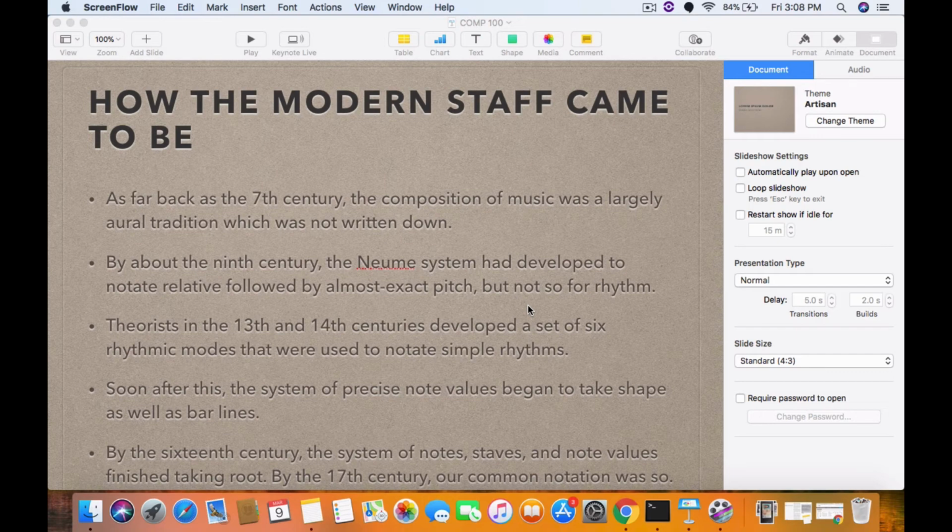So we go from not much notation at all to the heightened neumes, which gave you an idea of the pitch and the contour, and the rhythm, but it wasn't exact. And then you go to the 16th and 17th centuries when the notes, staves, and note values finished taking root. So by the 17th century, our common notation was set.